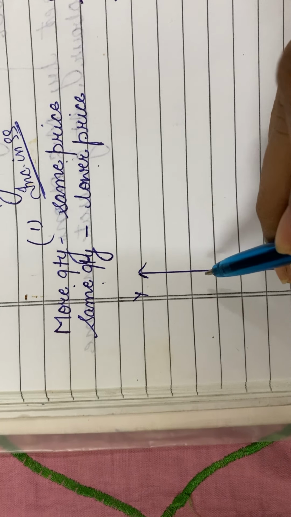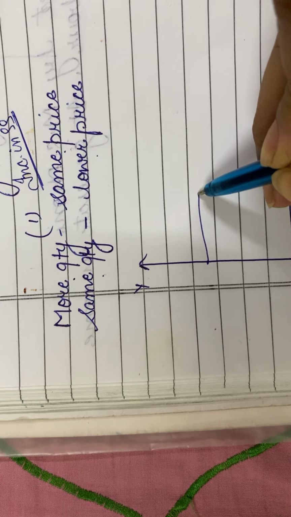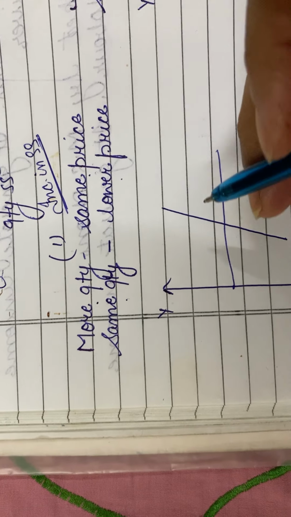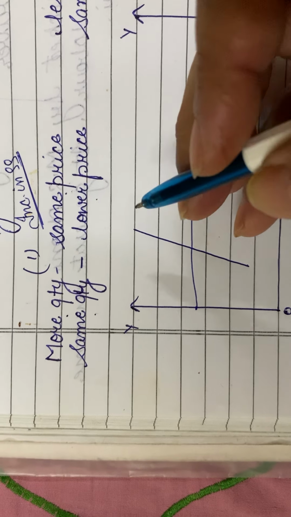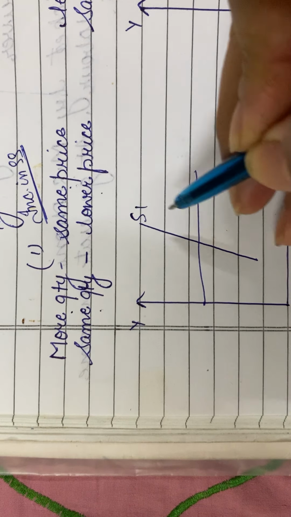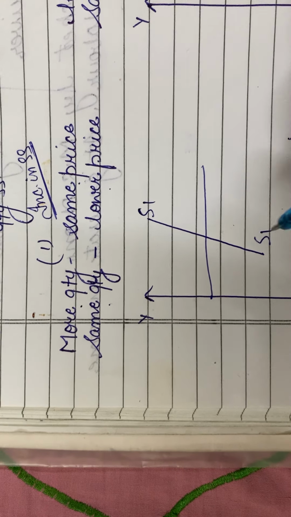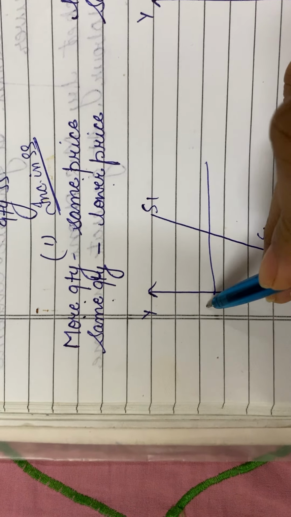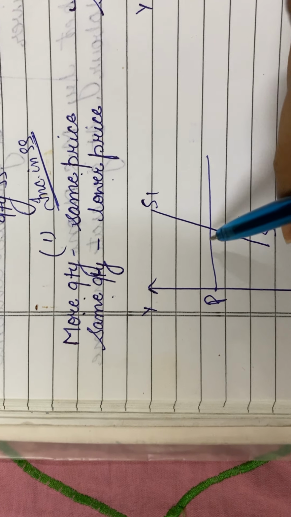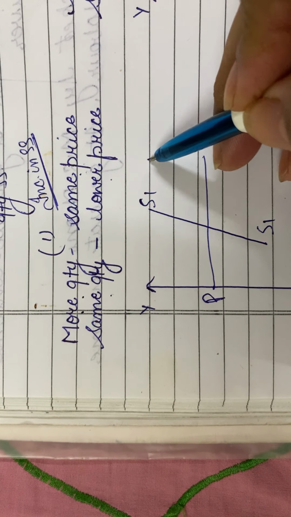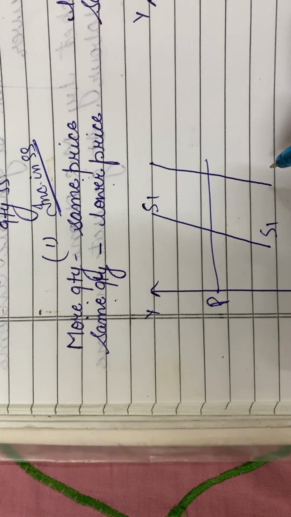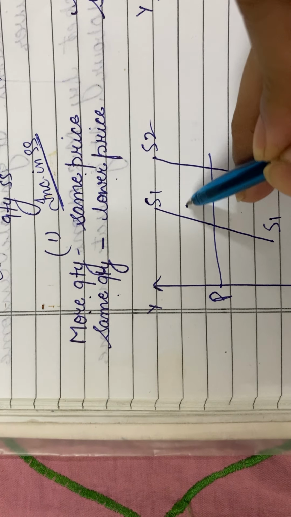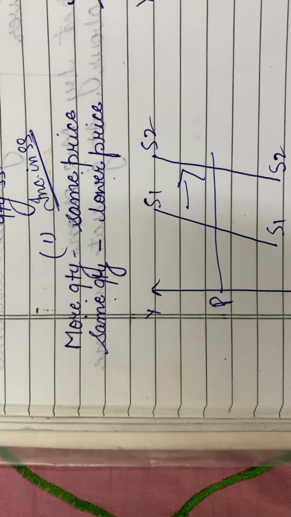So if I draw the diagram, sorry if the curves are not proper because in one hand I am holding the mobile phone. Suppose this is the initial supply curve. What we are writing is more quantity at same price. So this is the price. At the same price, the producer is supplying more quantity, that is S2. So this is increase in supply.